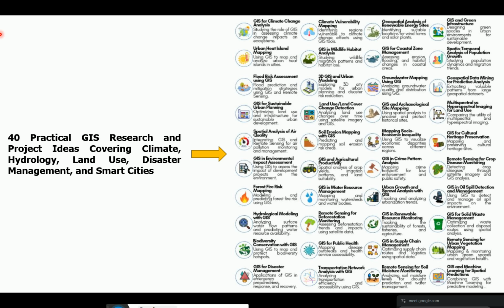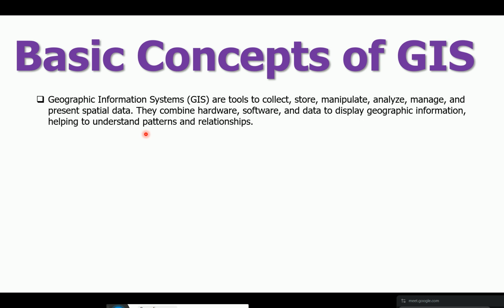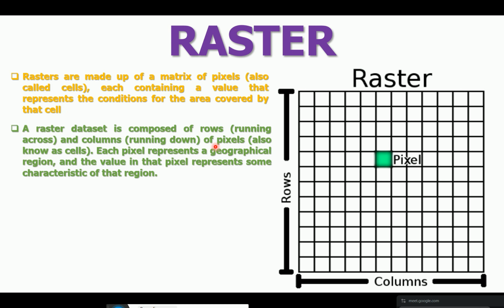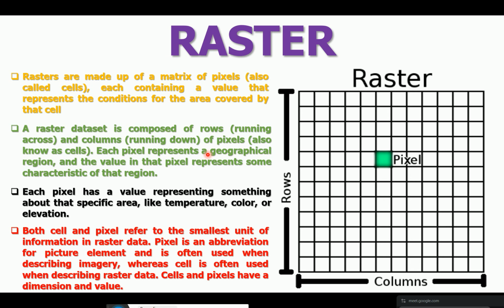So practical GIS research and projects in hydrology and land use research is a practical use. The basic concept of GIS I'm not going into. So rasters, come to this thing, raster. Can anyone explain what a raster is?